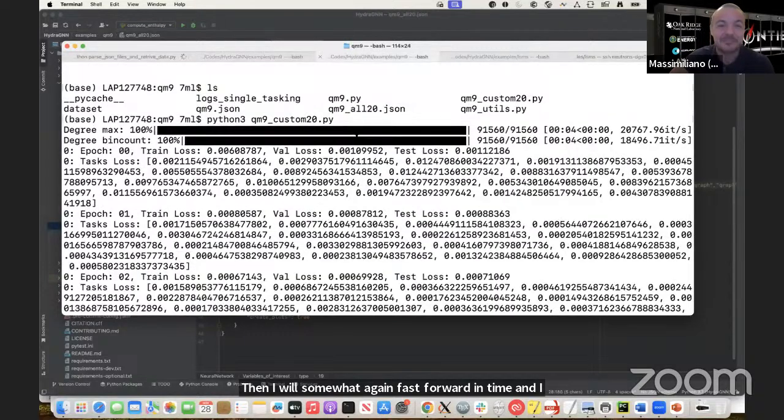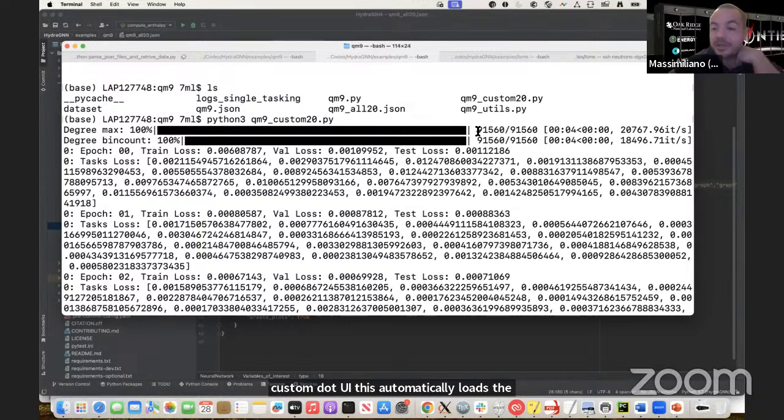I already did some preliminary training on my laptop. Very similarly to what we did before, now instead of running python qm9.py, we run python qm9_custom.py. This automatically loads the data.